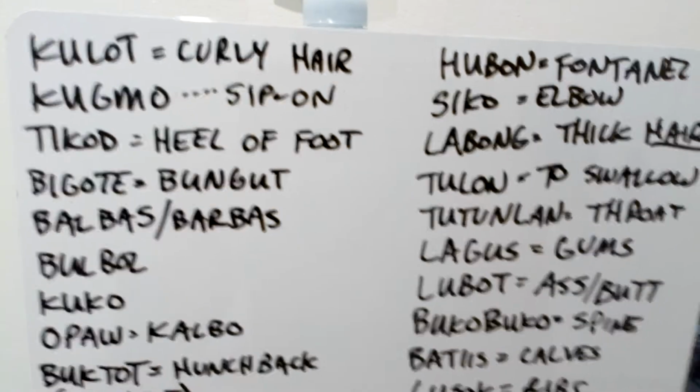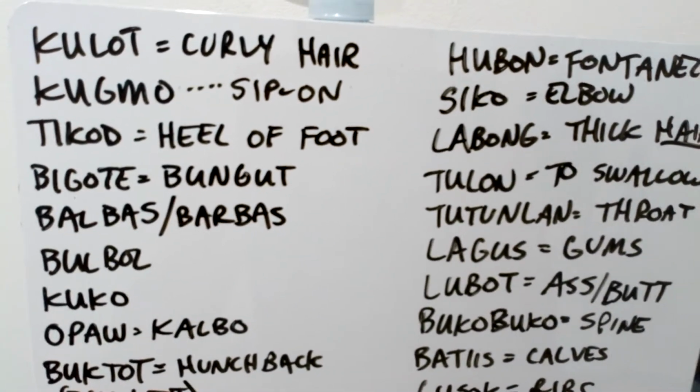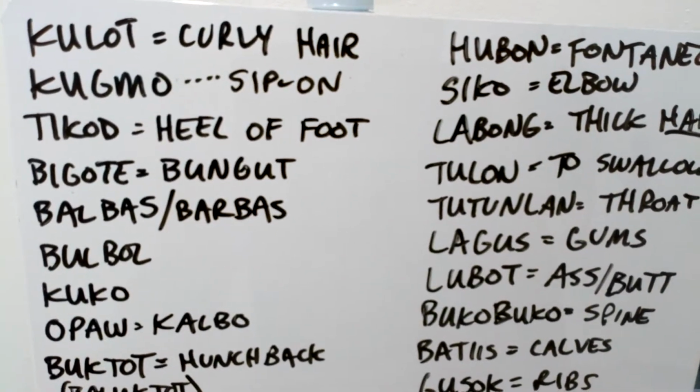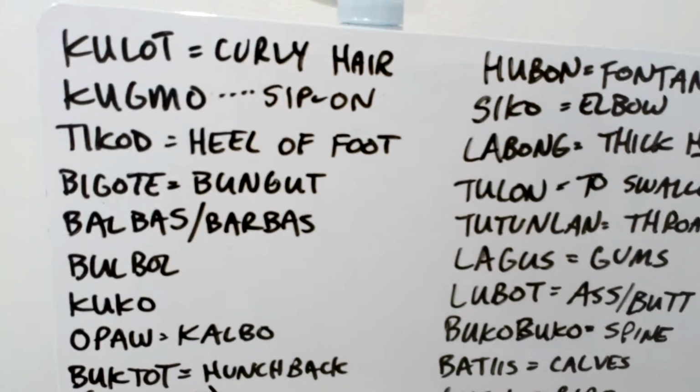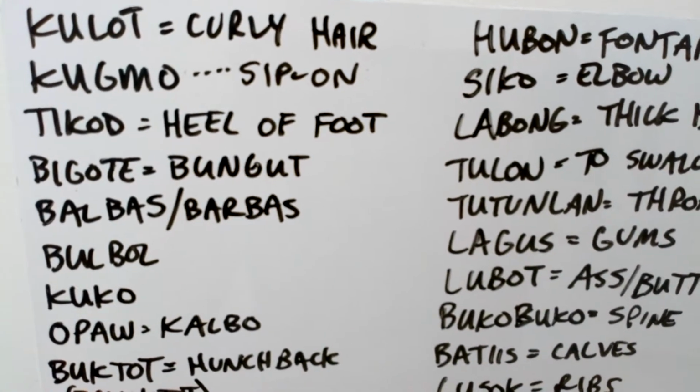So let's get started. Kulot means curly hair. Now you can describe this as people with curly hair in their head, in their pubic area. It's just curly hair, right? Curly hair. Kulot. Kugmo is booger, right?